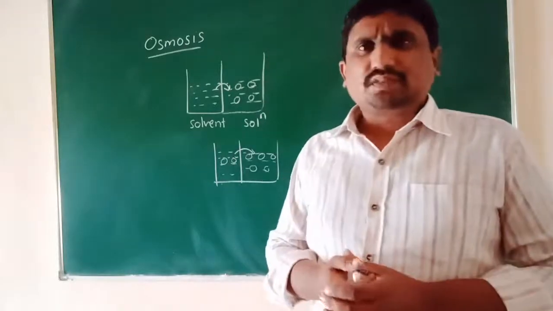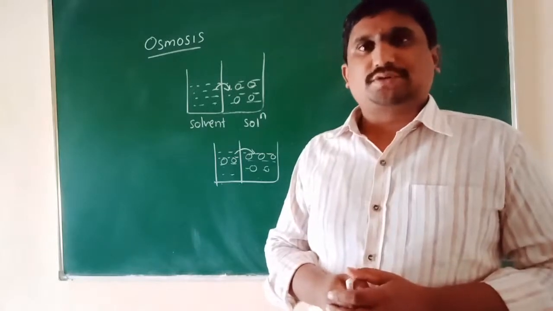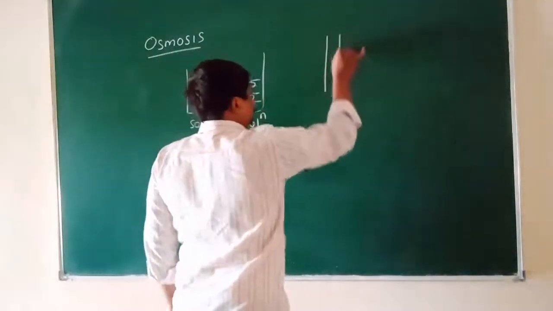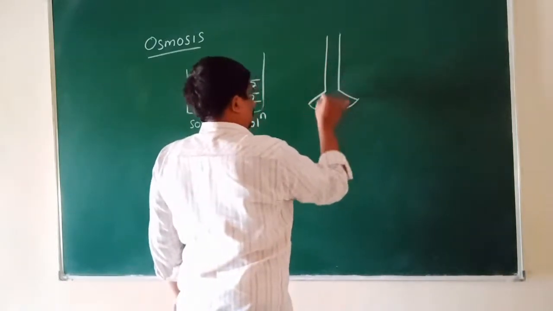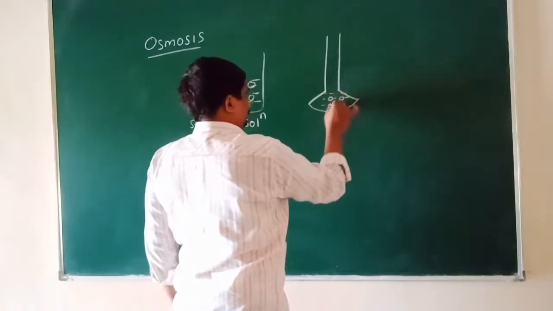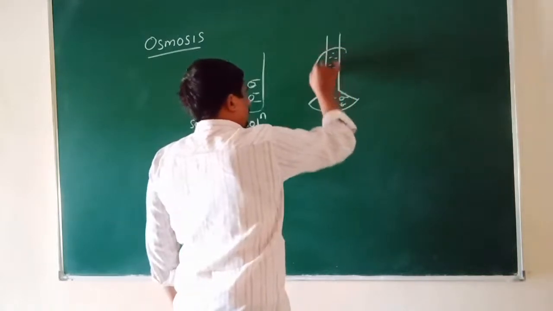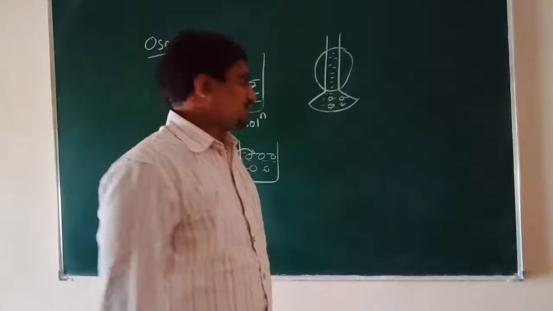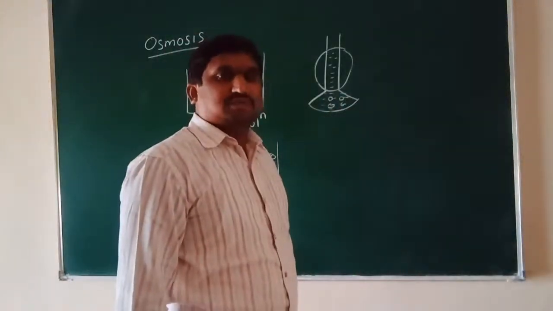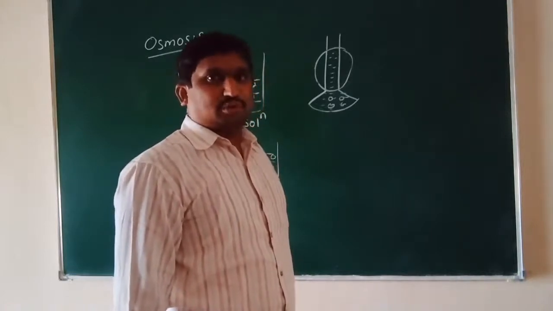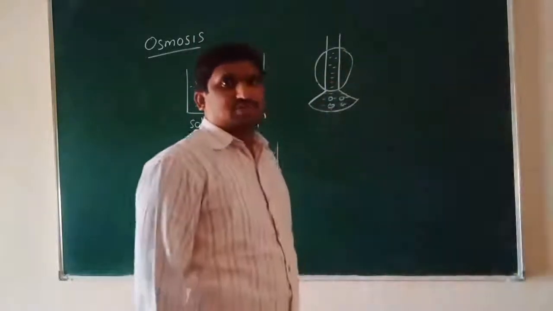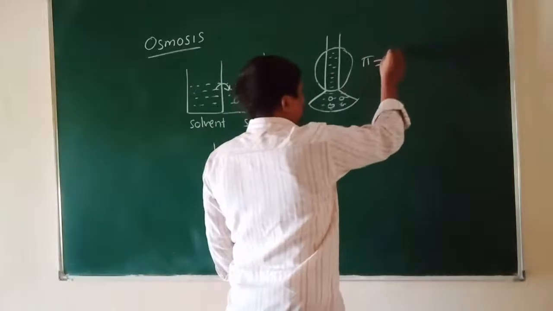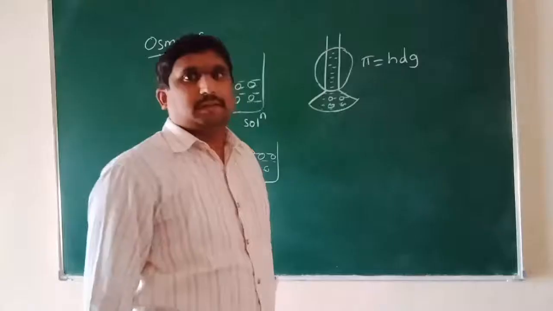Today, we shall continue; in yesterday's class we also learned the formula of osmotic pressure. We have two formulas for osmotic pressure. The first: the hydrostatic pressure exerted on the solution to prevent the flow of solvent through a semi-permeable membrane is called osmotic pressure. The formula is pi is equal to hdg.